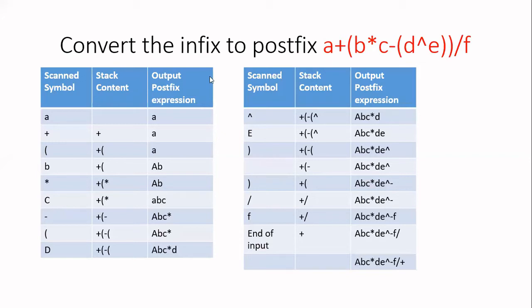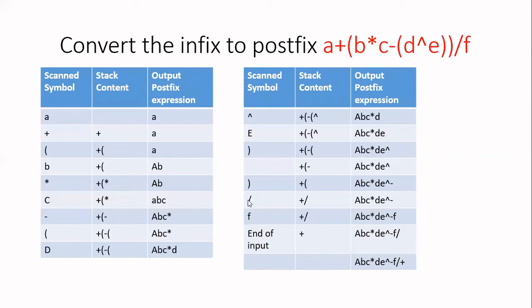Now the next character I am scanning is again one more close parenthesis. Now you have to pop all the characters from the stack until you get an open parenthesis. Now I have minus on the stack. I am popping it and writing it at the output. Next, I have an open parenthesis. I am popping it, but I am not writing it at the output. Remember, don't write the open parenthesis as well as the close parenthesis in the output.